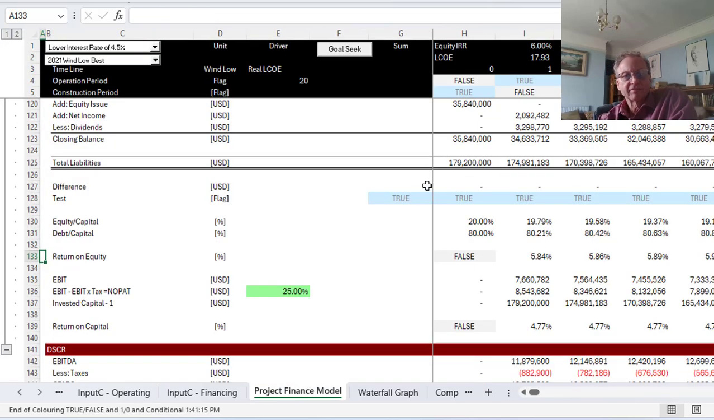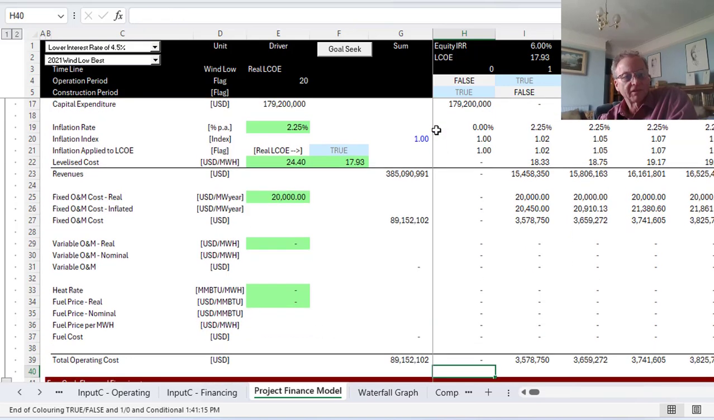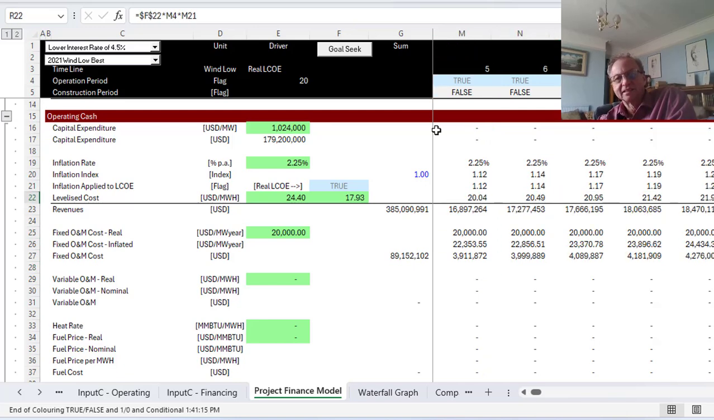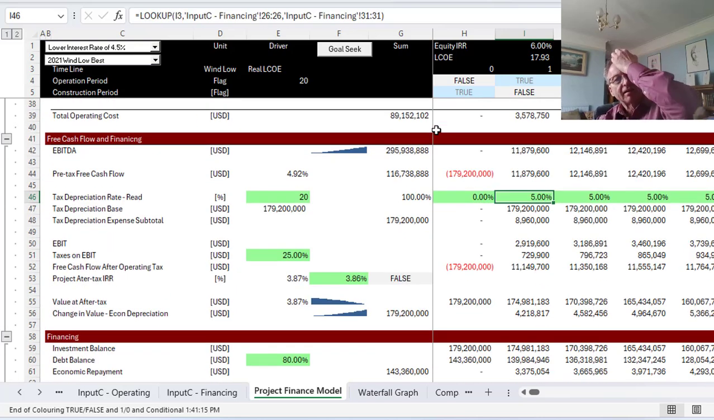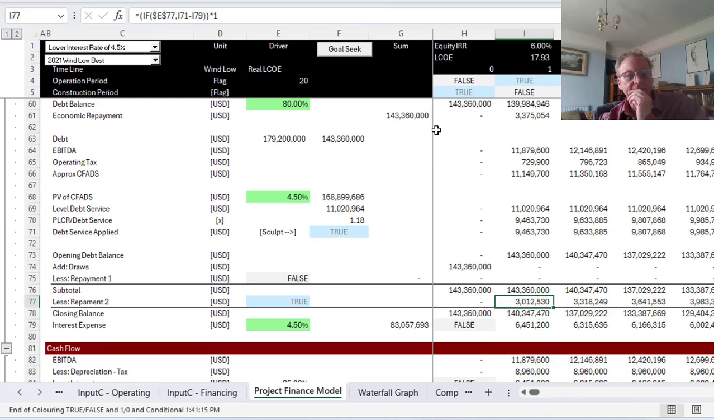And when we put this number in a project finance model, now we go all the way to the top. There's no degradation, and then we go to the operating cash, and our revenues are allowed to escalate. That's the big deal. We compute the LCOE, this starting value, and then it escalates, and we've got all of our depreciation. And this time, I hope I put the sculpting in. I think I did.